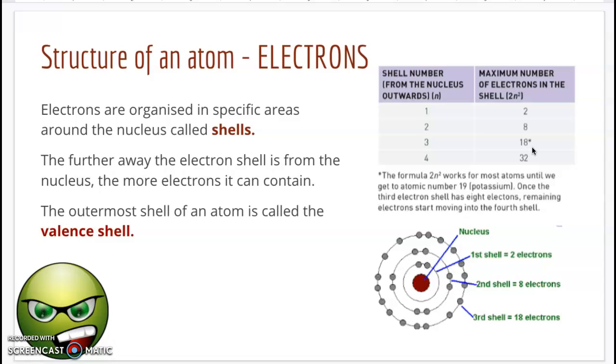Also, another really good term is your valence shell. That represents the outermost shell of your specific atom. So for example, in this atom over here, your valence shell is the third shell.